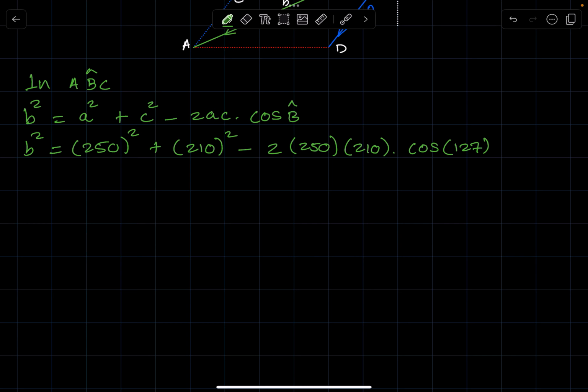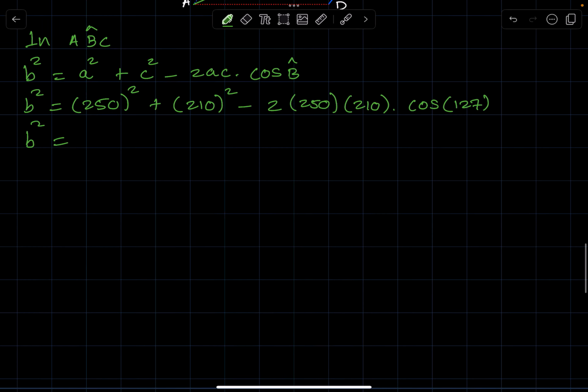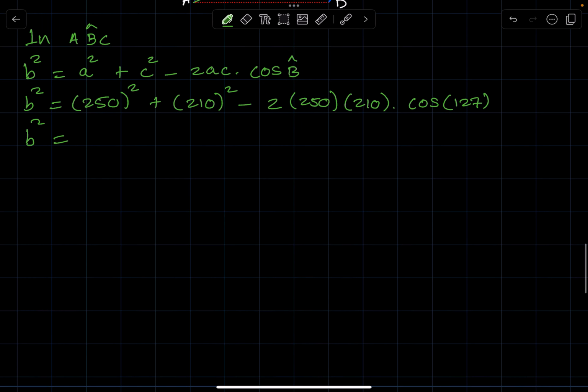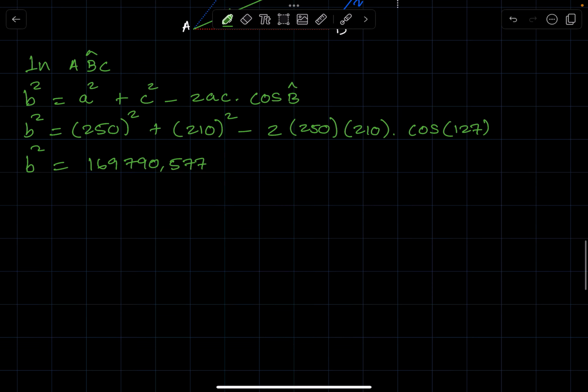Right. And then you get B squared. Now, if you punch this whole thing in your calculators, in fact, what you are going to get is approximately 169,790,577. That is definitely what I got. So we are looking for B.